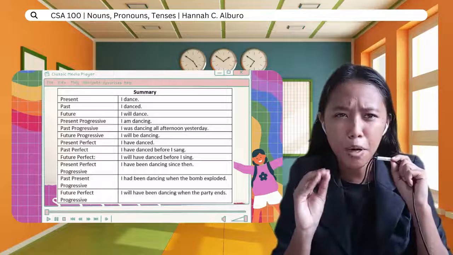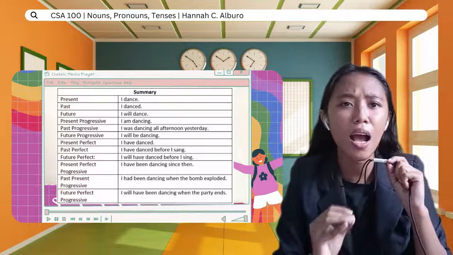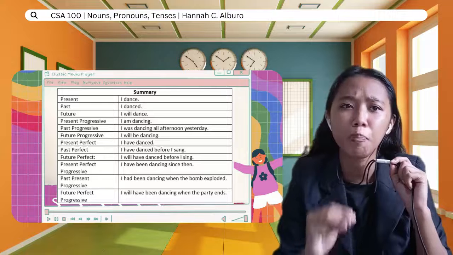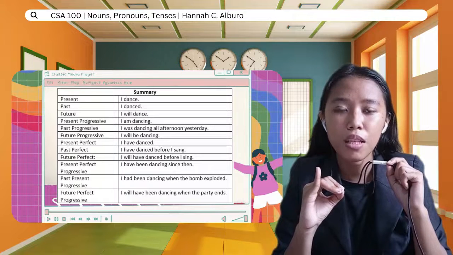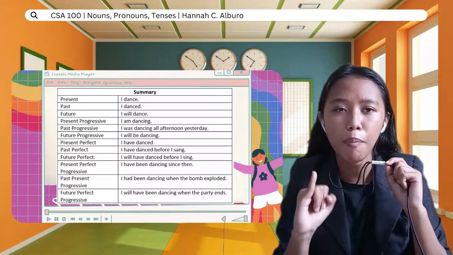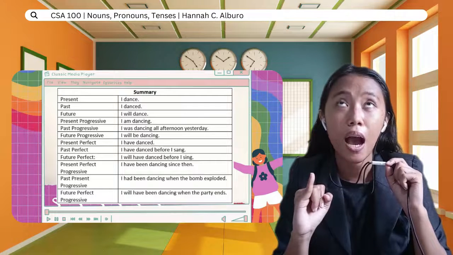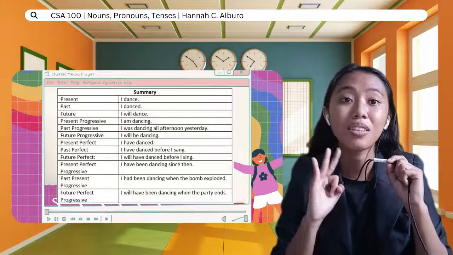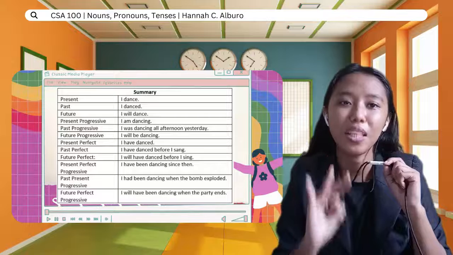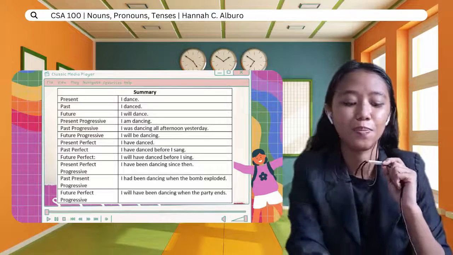Then for the perfect progressive tenses, that is where the word been, B-E-E-N, appears. So we have in the perfect progressive tenses the helping verbs has or have, then had, no? Plus the been, plus the ing form of the verb for the perfect progressive tenses.